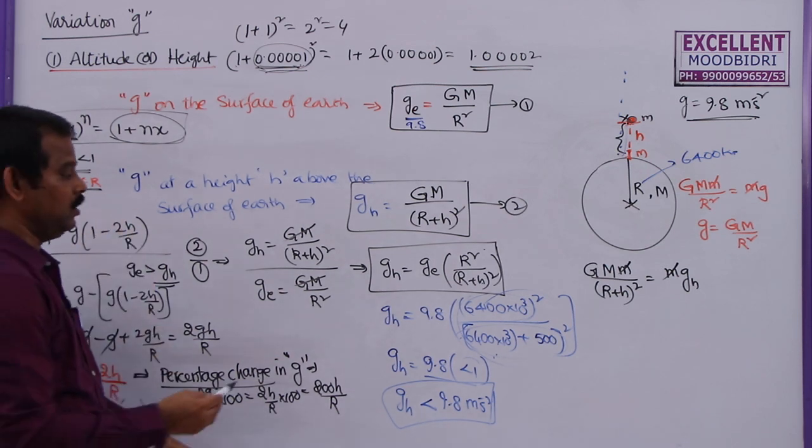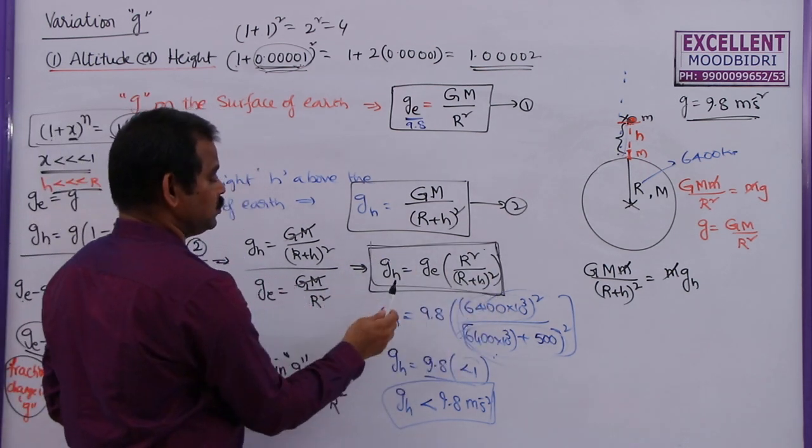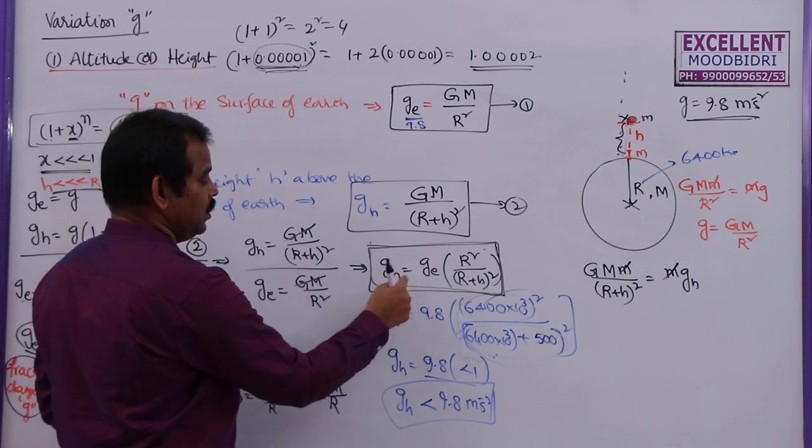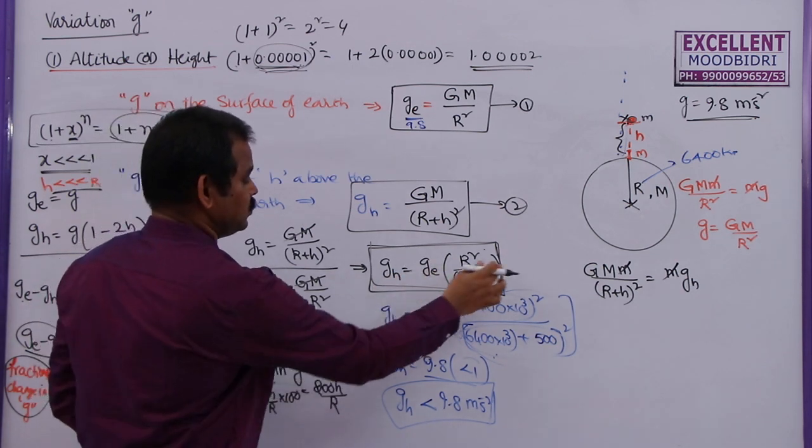If h is bigger, then we have to use this formula. There also you can find g_h minus g, which is given by this; this is g_e. So this minus g_e, then you can simplify that.